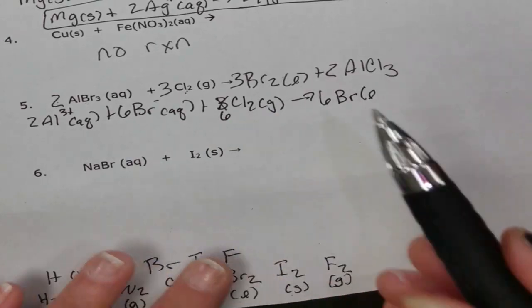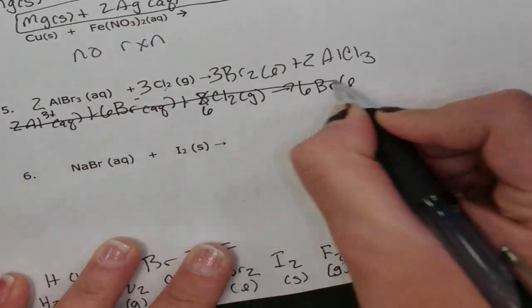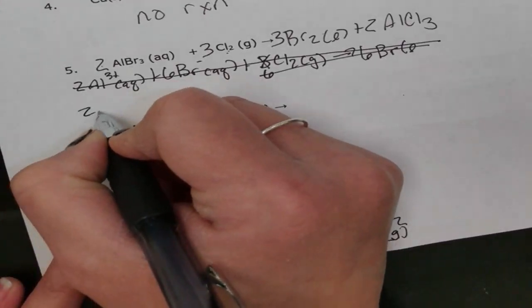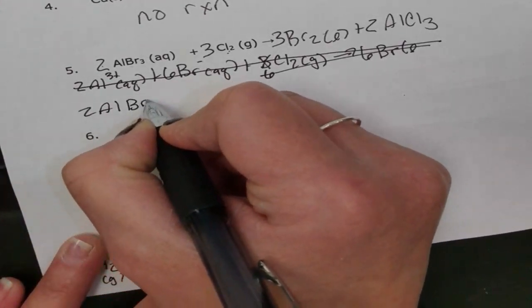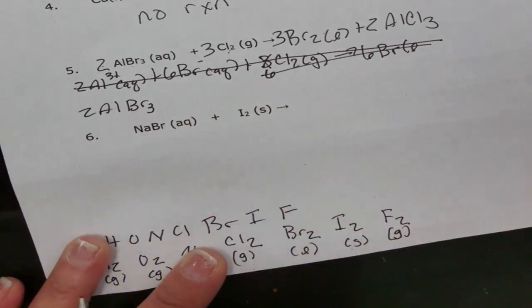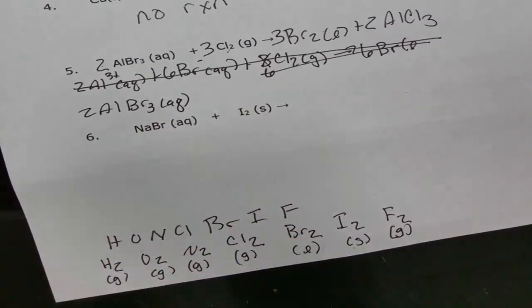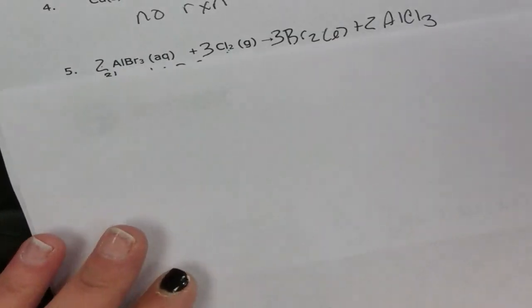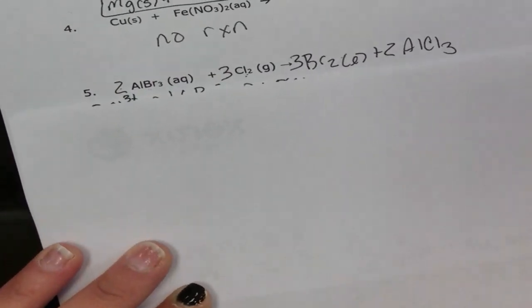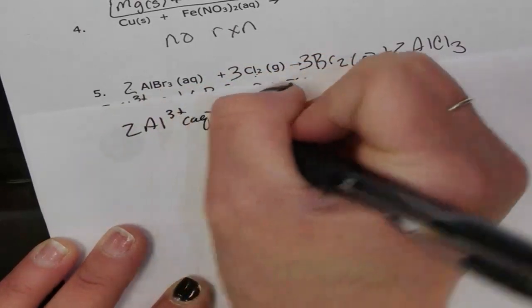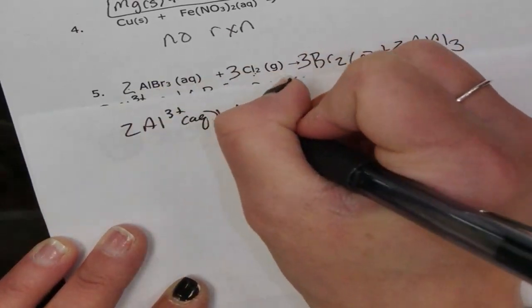Oh, you know what? Let me start over on this one. I'm sorry. I completely just confused you, did I not? Let me start over. I just pulled an honors chemistry move here. All right, so my aluminum bromides here are aqueous. So I'm going to break them apart into their ions. So let me just start over here. I have 2 aluminum ions. 2 times 3 is 6 bromides.